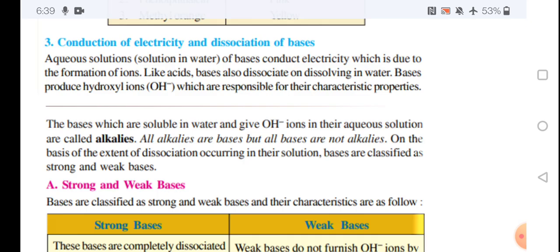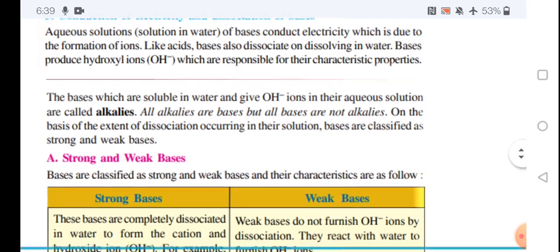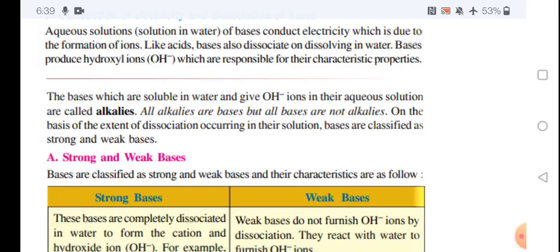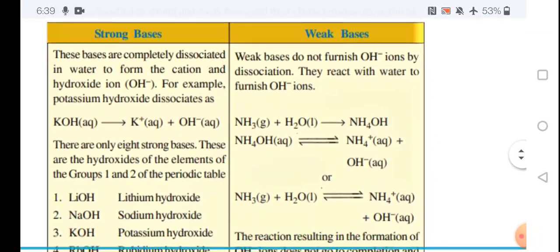As we studied in acids, acids are classified into strong acids and weak acids based on the dissociation property. In the same way, bases are also classified into strong bases and weak bases based on the dissociation property. First, strong bases. These bases are completely dissociated in water to form a cation and hydroxyl ions. For example, potassium hydroxide gives potassium and hydroxyl ions.